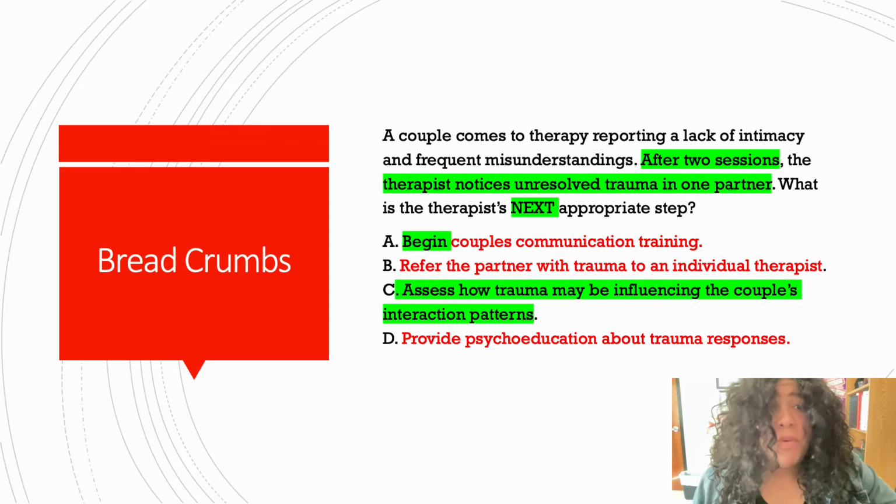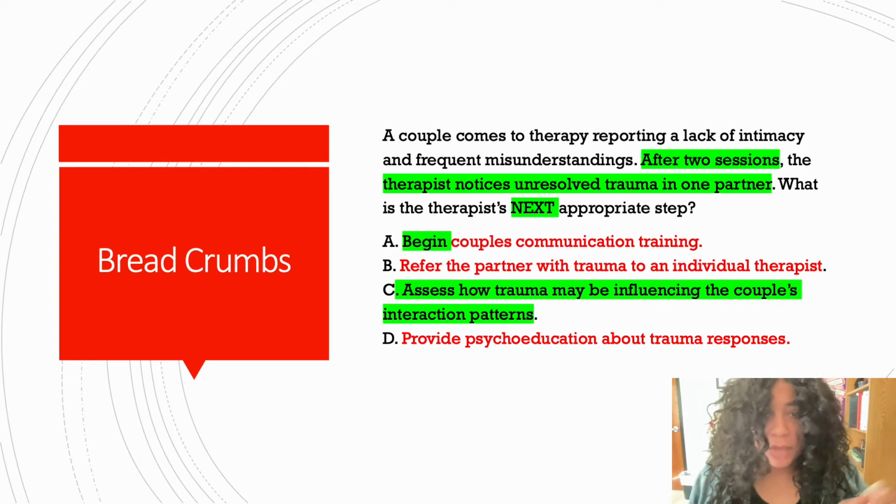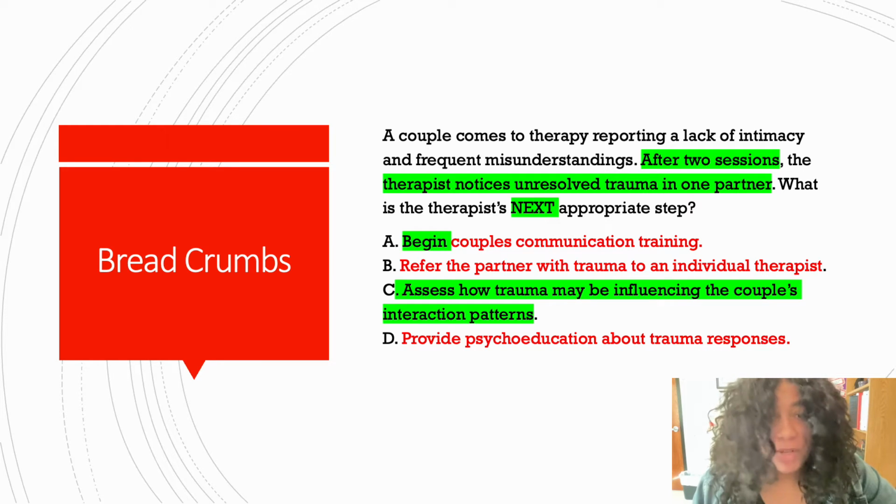A says begin. Okay, we can begin something, but what could we begin after 2 sessions, right? But then the rest of it says couples communication training. We're moving too far. That's the middle phase. Again, that is something that's active. That's middle phase that you would do. B says refer the partner with trauma to an individual therapist. Stay away from answer responses that have you breaking up the system and moving to something individual unless you have enough information that is justified for you to do so. D says provide education about trauma responses. You're moving too fast. You don't even know about this client's trauma just yet.